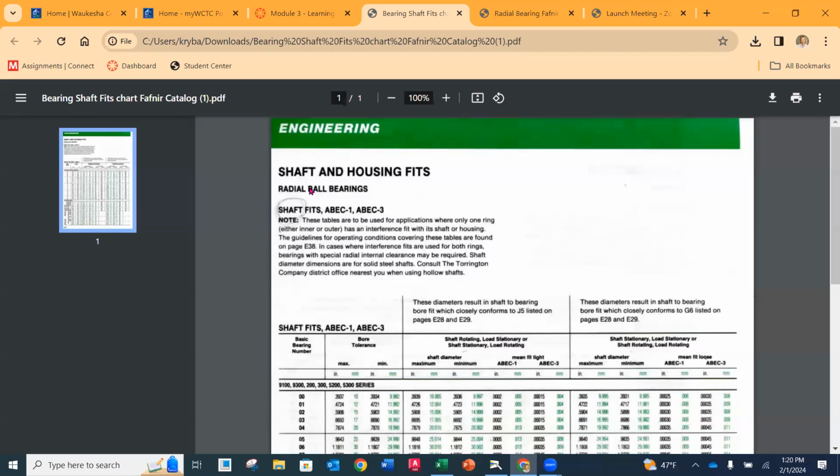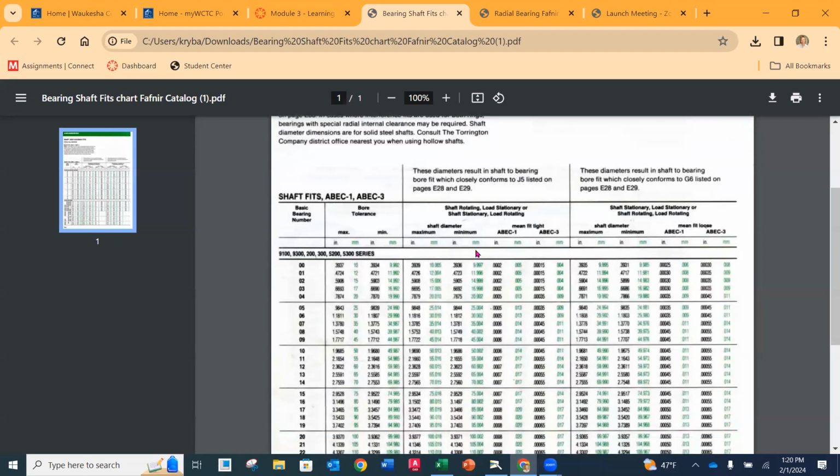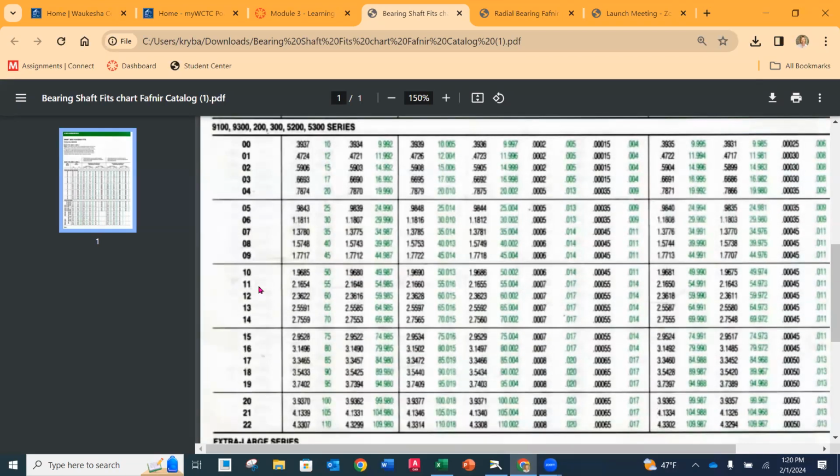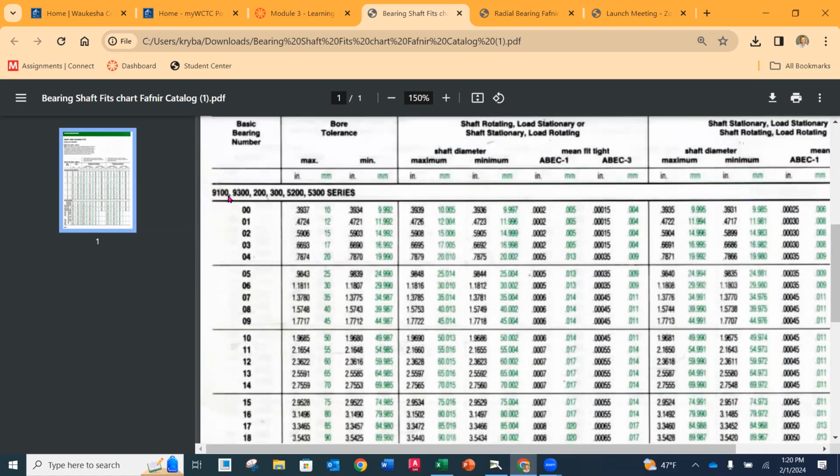This first section is just the shaft fits. It says shaft and housing fits because it's a section, but I just pulled out on this PDF just the shaft fits. Now what we're going to do, I need to zoom in here a little bit. We are going to find our basic bearing number. So we are in a 9100 series, and then our last two digits are 11. So we're right here. So this is going to be our row. So 9100 and then 11.